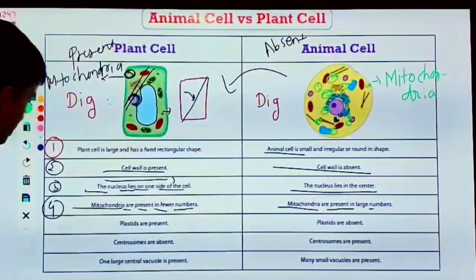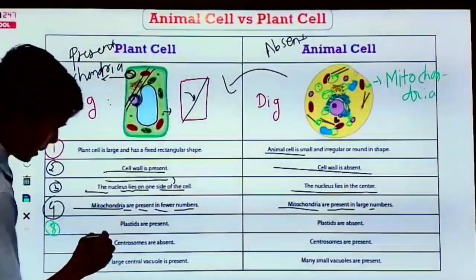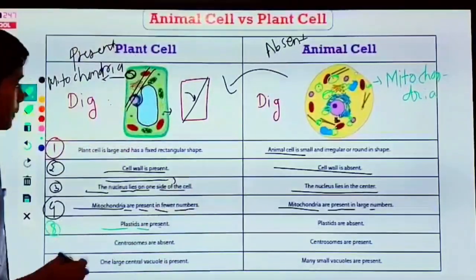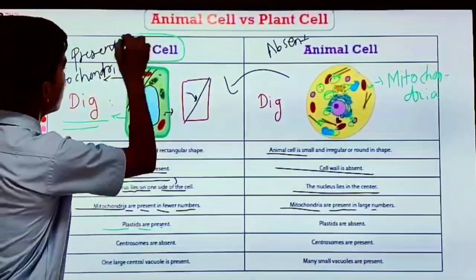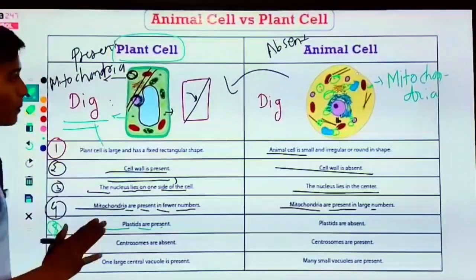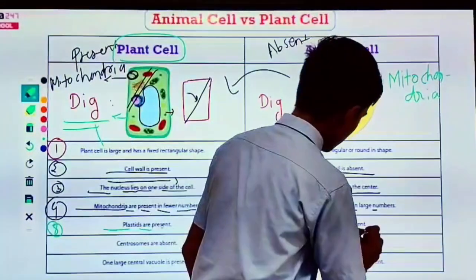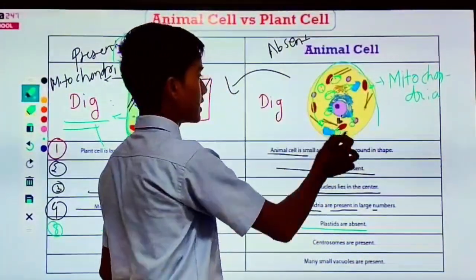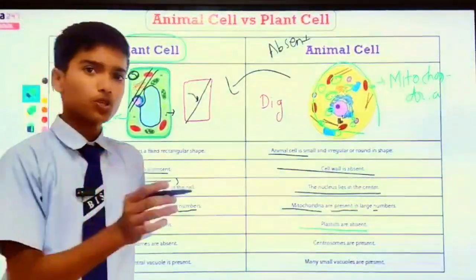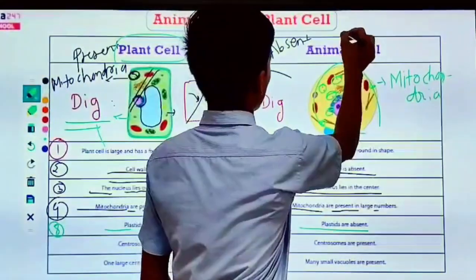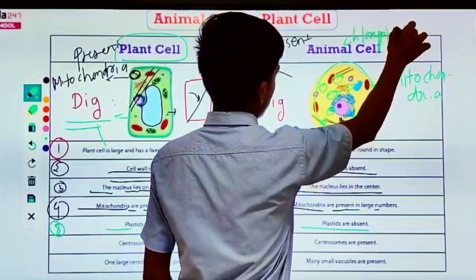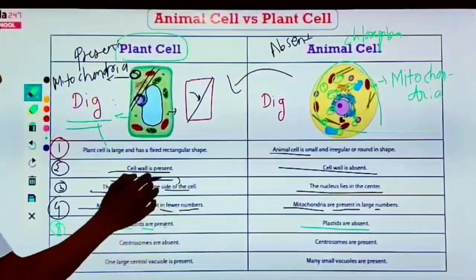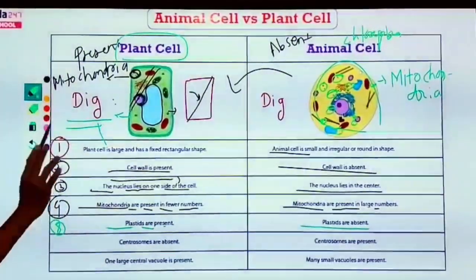Now next, the fifth one, plastids are present. The plastids are present in the plant cell, but in the animal cell plastids are absent, because plastids are there to hold the chlorophyll in the chloroplast. These are the plastids, which are present in the plant cell and absent in the animal cell.